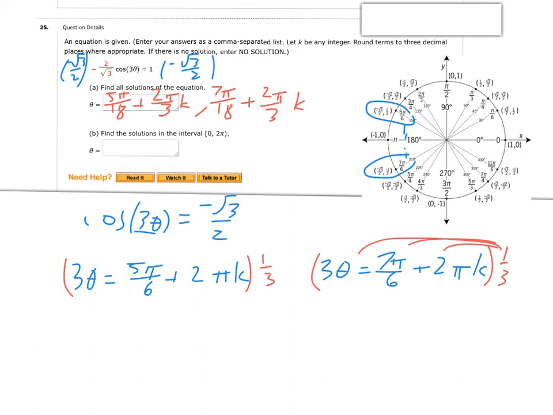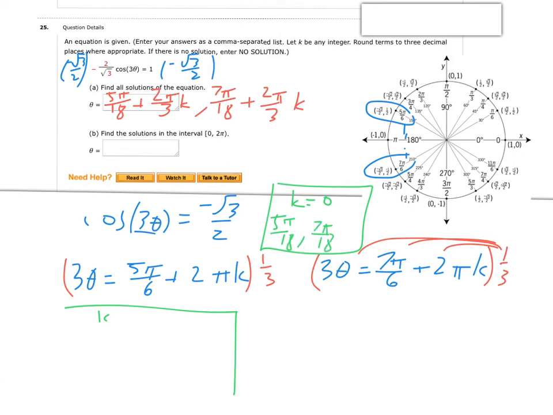And now to find part B, I need to start plugging in values of k here. I'm going to take these formulas, and actually I should do it as k equals 0. That's really easy. That one would be just the 5 pi over 18 and then the 7 pi over 18. So that's my first two there.